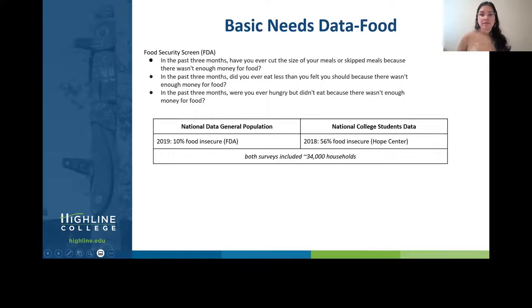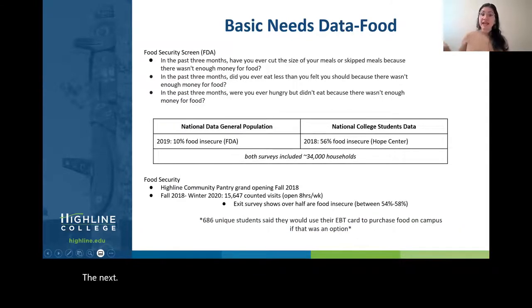And the next graphic here shows that the FDA has found just in 2019, which I know there's been changes in 2020, not for the better, that 10% of households are food insecure. However, the Hope Center found in 2018 that 56% of student households are food insecure. Both of these surveys had about 34,000 respondents. So when you're looking at this, it's really important to realize that there's this huge jump between your general population households in food insecurity and your student households in food insecurity, and really take in mind the types of sacrifices that students are making to be with us every single day and really honor that.